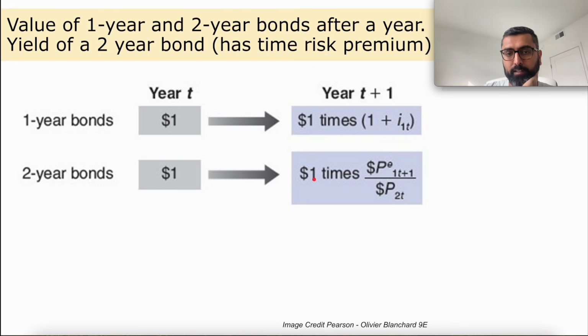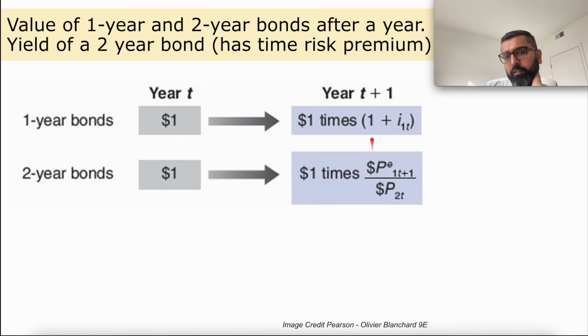For a 2-year bond a year from now, it would be the $1 you invested divided by the price you paid for that 2-year bond when you bought it. That's the quantity of units of bonds that you got, the $1 invested divided by the price, times the price a year from now, because this is a 2-year bond. So you multiply the expected price a year from now by the quantity, and that would be the value of a 2-year bond a year from now.